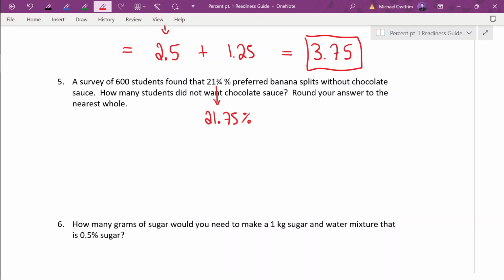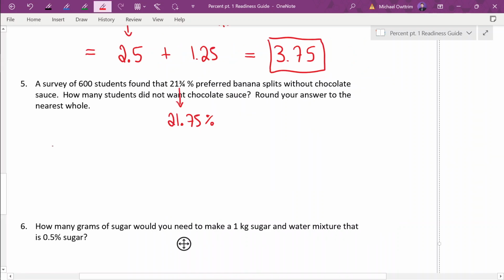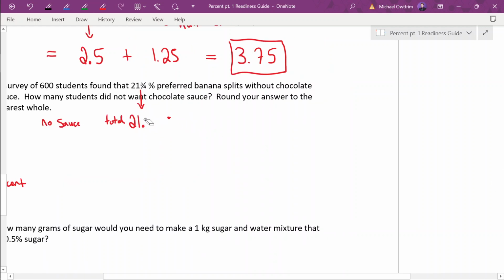Okay, so let's go ahead and set this up. Let's use proportional reasoning since we used the percent of approach up above. I'm going to compare the number of students to the percent that represents. Compare no sauce to the total number of students. Let's just move that 21.75.